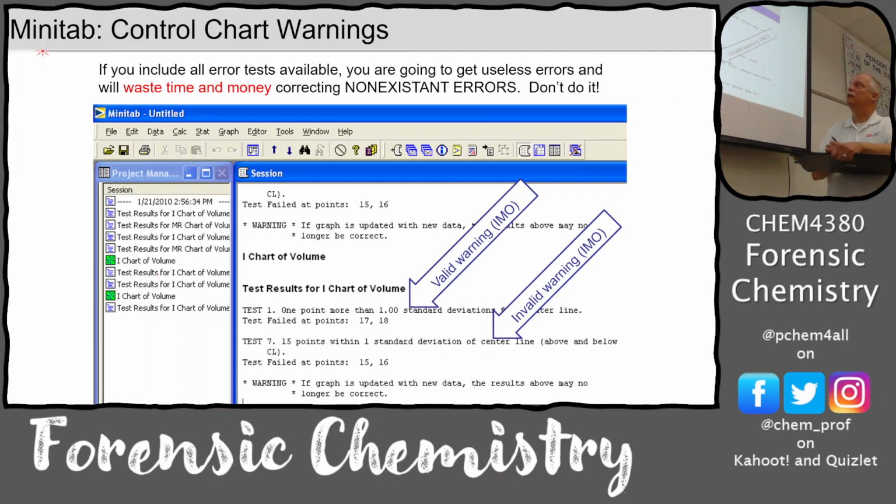So here's the test results from that control chart, and it said test number 1, it failed at 17 and 18, and we had 1 point more than 1 standard deviation from the center line. Okay, and then here was test number 7, 15 points within 1 standard deviation of the center line. It said invalid warning. It may be invalid for most processes. It's just saying your standard deviation may not be accurate. And so that one failed at points 15 and 16. And then it says if the graph is updated with new data, the results above may no longer be correct. So it's just giving you that warning that this was for that graph run on that particular day at that particular time.